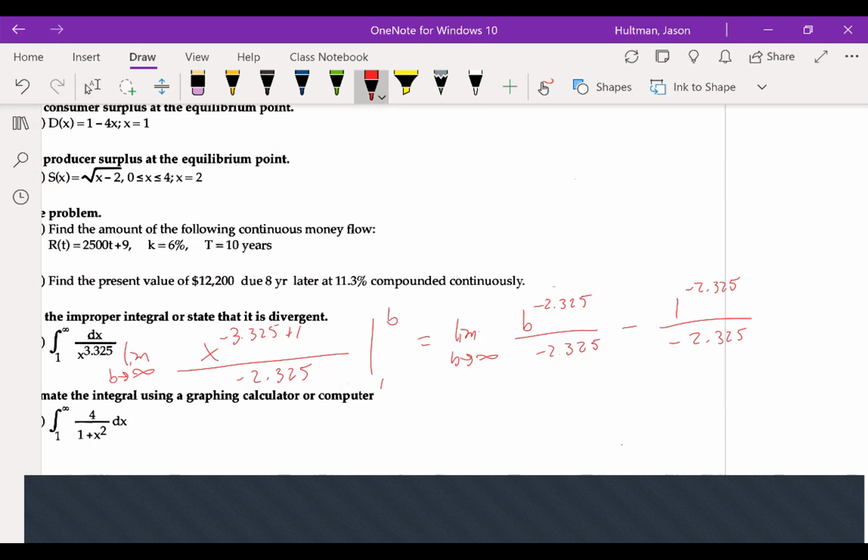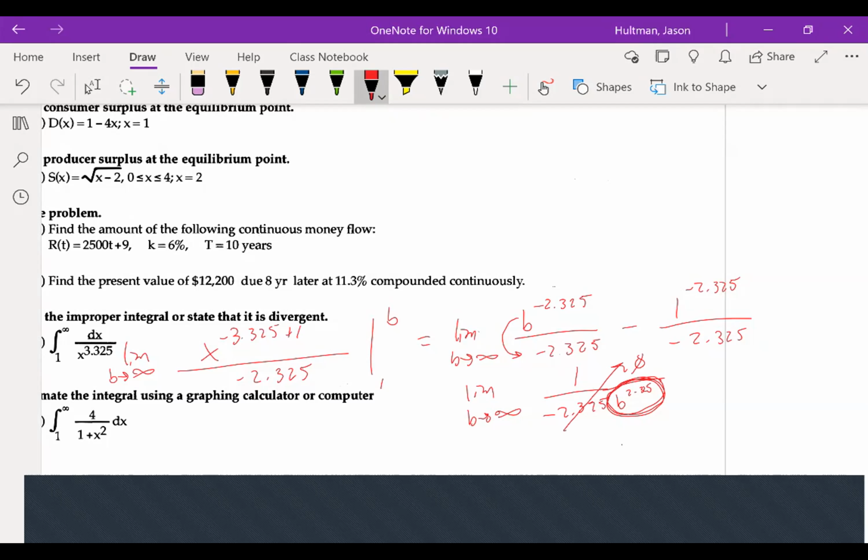Okay, and so I could drop this b down below and rewrite this as the limit as b goes to infinity of 1 over negative 2.325 b to the 2.325 power. Okay, but what happens is this, as b goes to infinity, as this thing goes to infinity, what's 1 over basically infinity? Well, that's 0. Okay, 1 over negative infinity is 0. So this thing goes to 0.